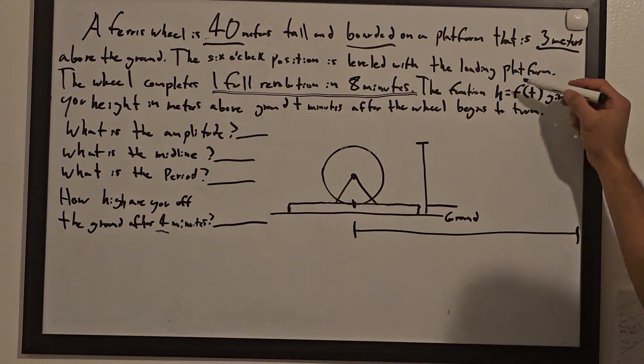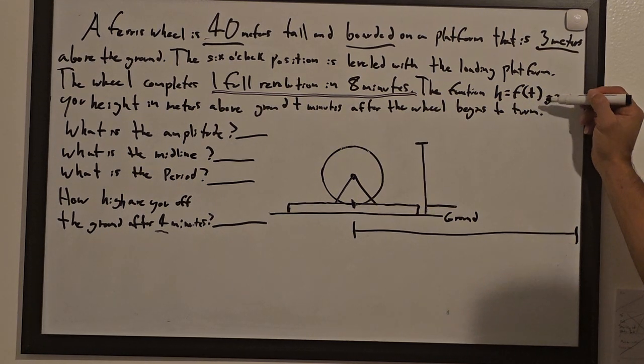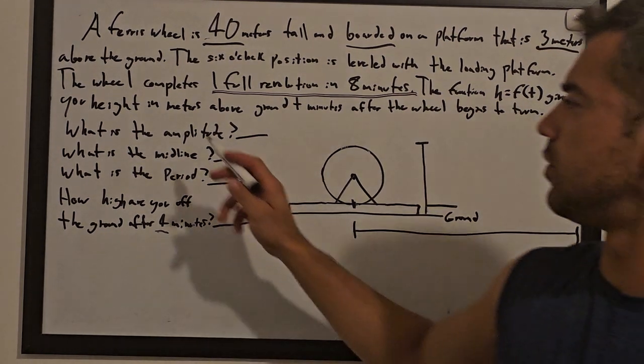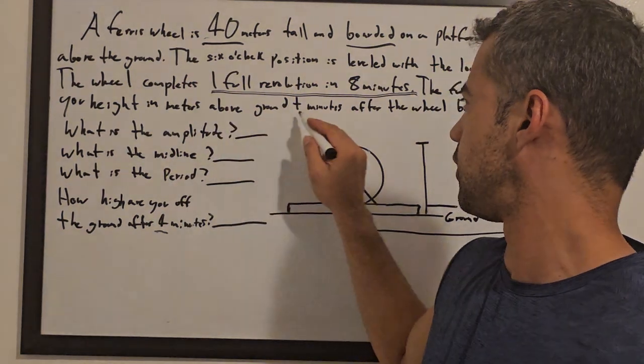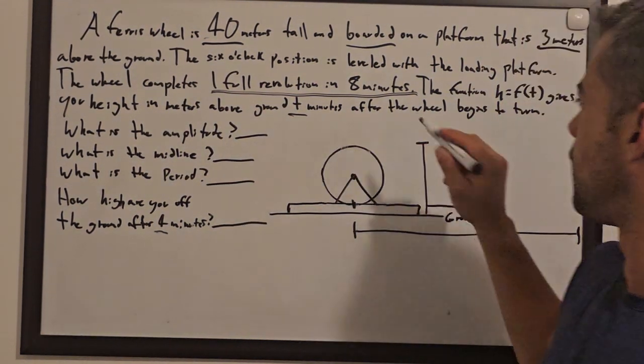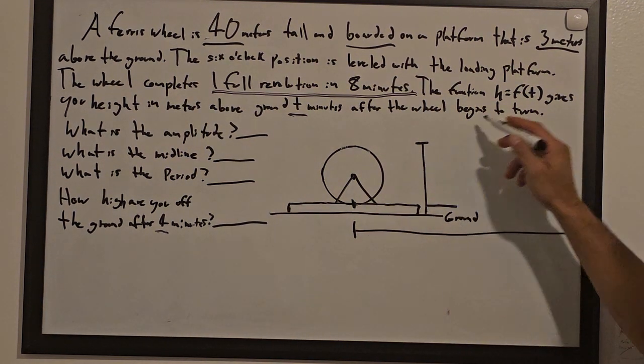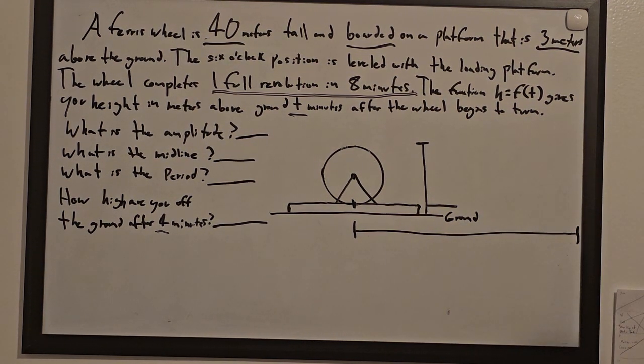The function height equals f of t gives you height in meters above the ground, t minutes after the wheel begins to turn. So basically, I drew a little wheel here, and let's chart out the information to help us a little bit.